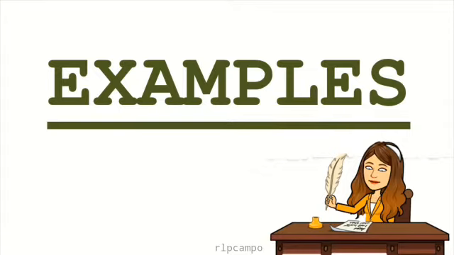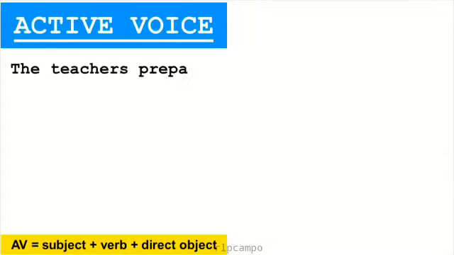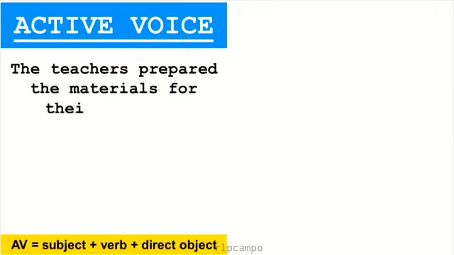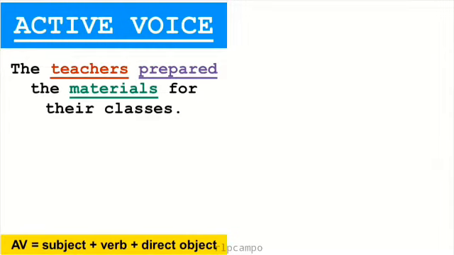Let us have examples. The teachers prepared the materials for their classes. Let's identify the parts of the sentence in an active voice. The subject is teachers, the verb is prepared, and the direct object is materials. Teachers here is the doer of the action.